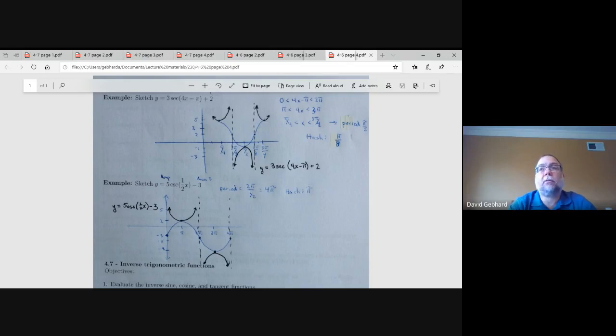All right, so the big thing to remember is going to be the tangent has a period from minus pi over 2 to plus pi over 2. The cotangent has a period from 0 to pi. And if we're going to graph a secant or cosecant, we'll graph the associated sine or cosine first and then quote unquote flip it.